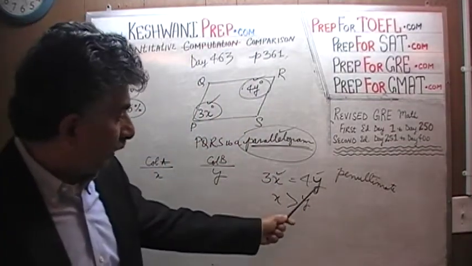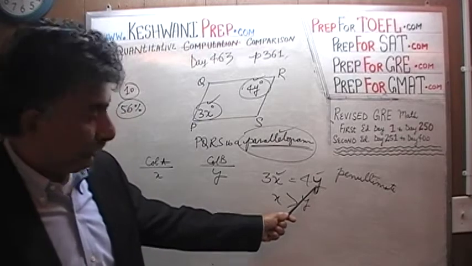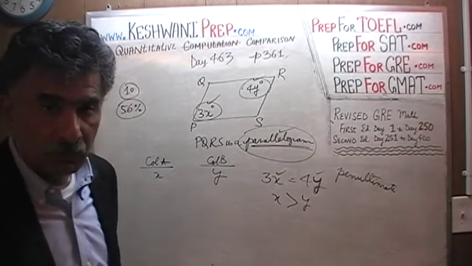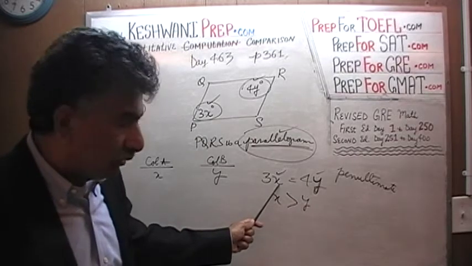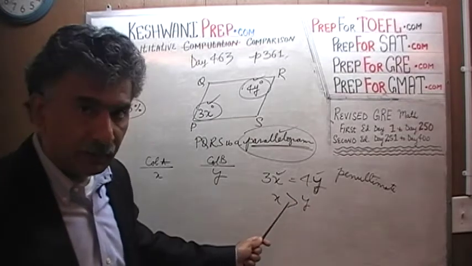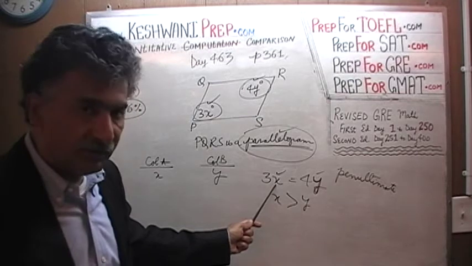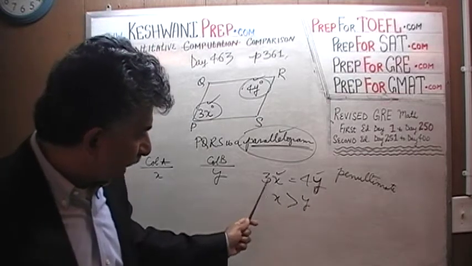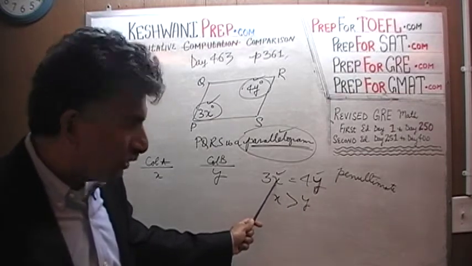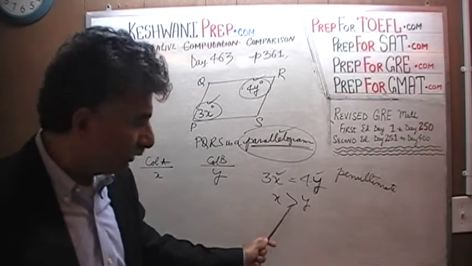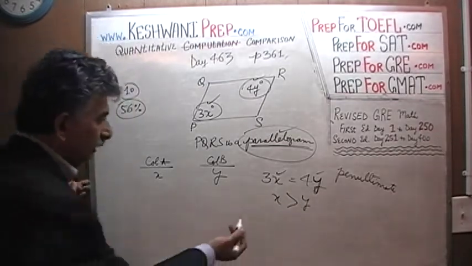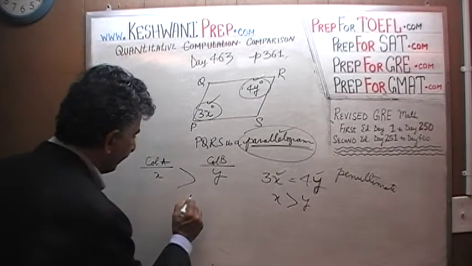For example, y might be 3 and x might be 4. As you can see, 3 times 4 is equal to 4 times 3. I'm plugging in numbers here. In this case x is 4, y is 3. If only 3 of the x can take 4 of the y's, that means y is smaller than x. That's what we have done. y is smaller than x. The answer is A.